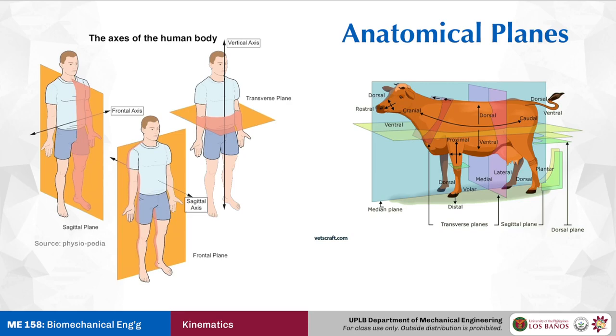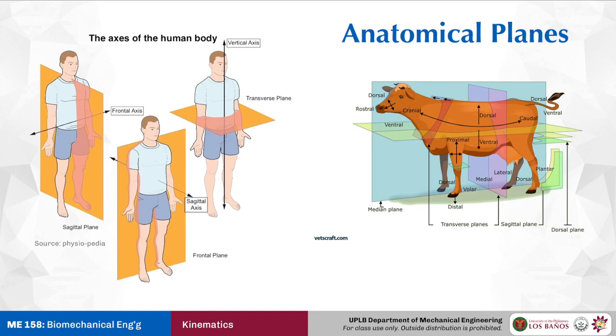These are the anatomical planes for the human body on the left, and for animals, at least quadruped animals, on the right. Now, we have the sagittal plane, which splits our body up into left side and right side. We have our frontal plane, which separates our front and back, or the anterior and posterior. And we have the transverse plane, which separates our superior and inferior parts of the body. So these labels are actually general labels for the planes.